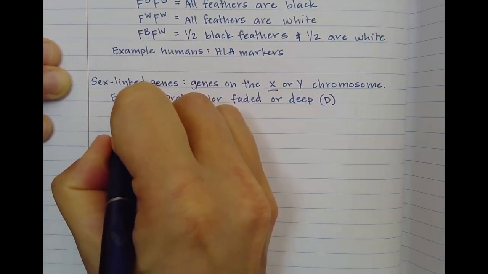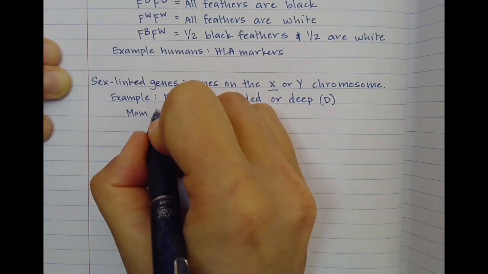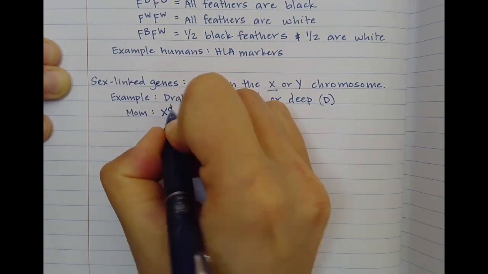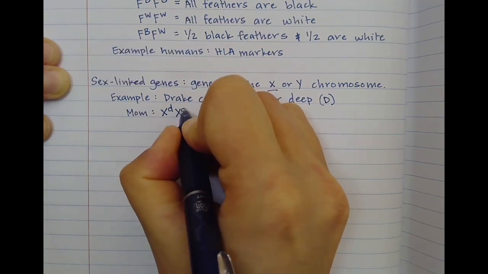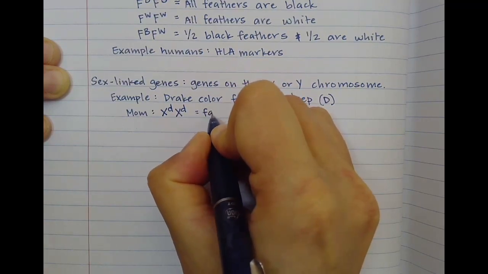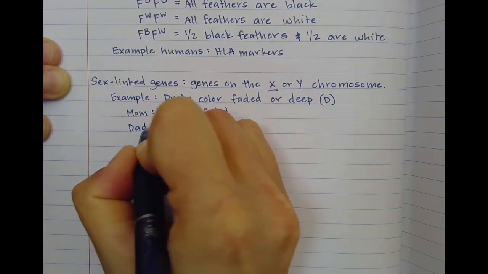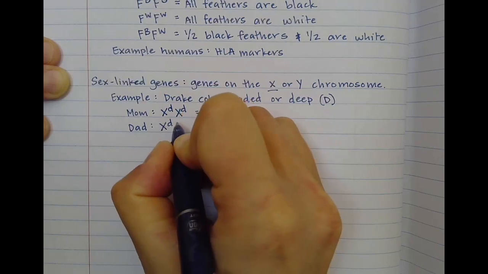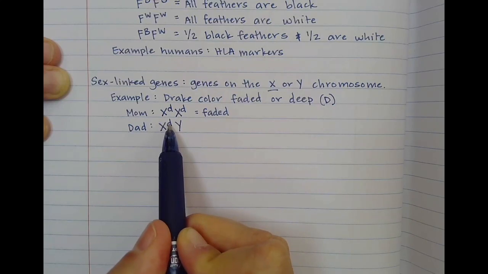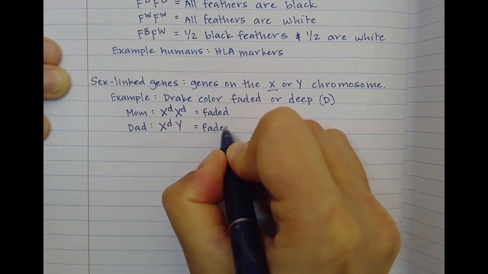So moms have 2 of these X chromosomes. So a mom that has X chromosome little d, X chromosome little d, is going to be faded in color. That's the way that she'll have the recessive trait. For dad to have the recessive trait, because he only has 1 X chromosome, and then he has a Y chromosome, he only needs 1 copy of that recessive allele to have the recessive faded phenotype.